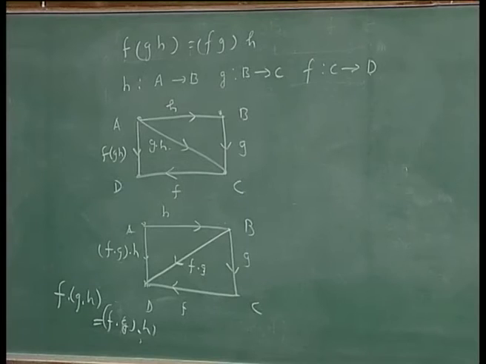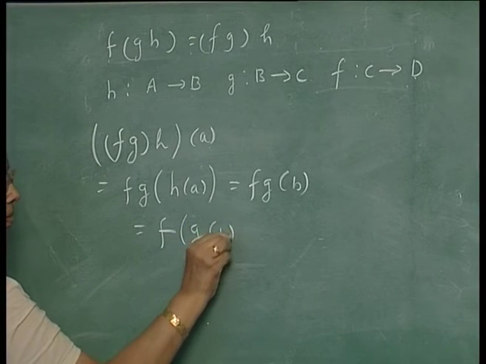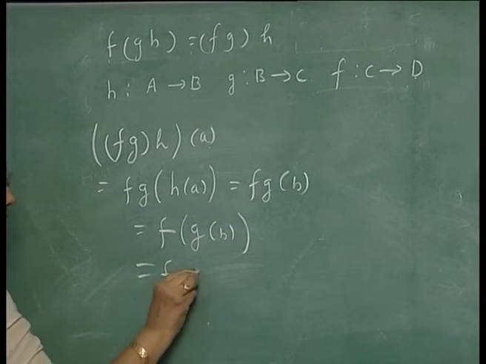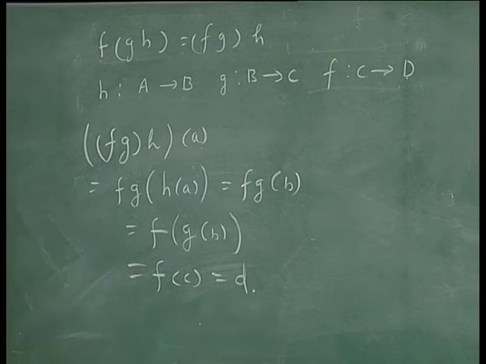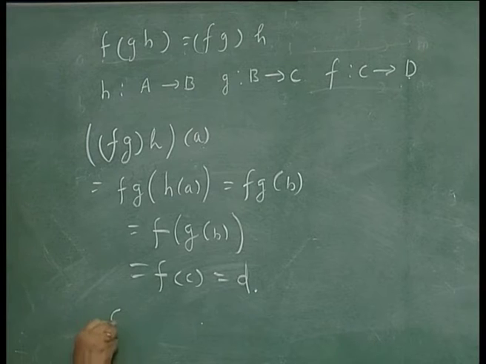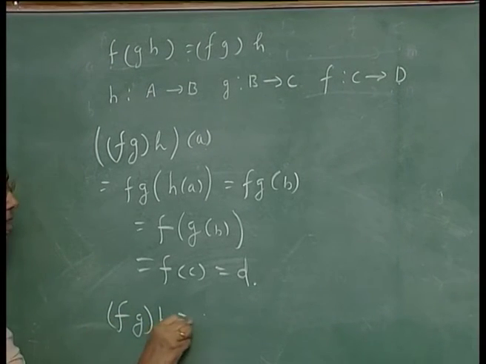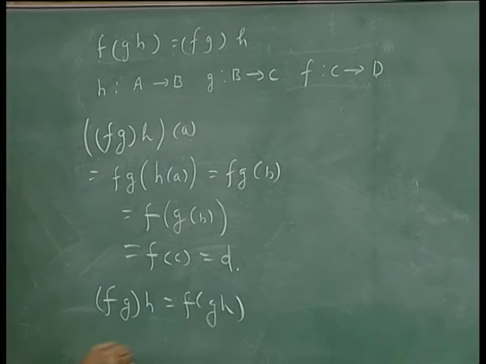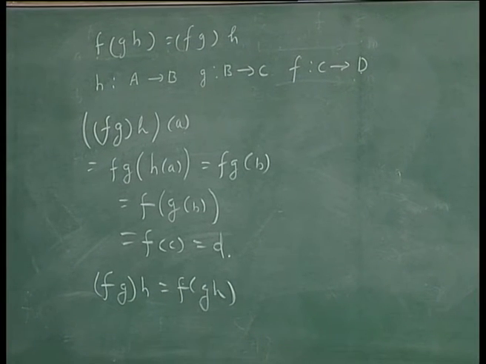Now, the other way around, if you consider ((f∘g)∘h)(a), what will this be? This is (f∘g)(h(a)), and we know that h(a) is b. So, this is (f∘g)(b), and what can you say about this? This is f(g(b)), and what is g(b)? That is c, f(c) is equal to d. So, for every element we can prove like that. So, (f∘g)∘h is equal to f∘(g∘h), or composition of functions is associative.